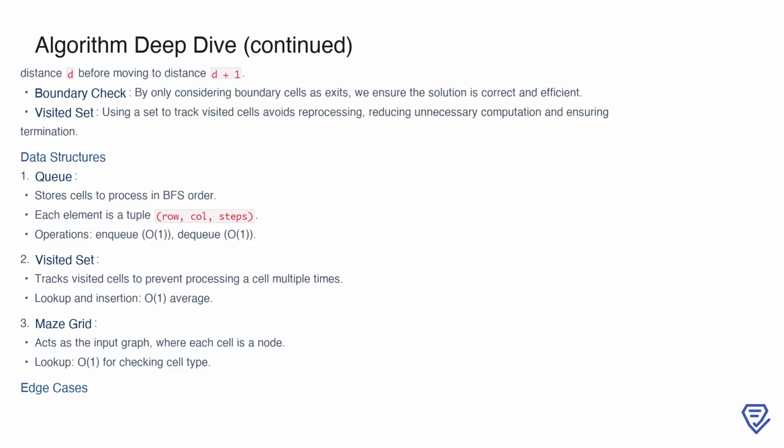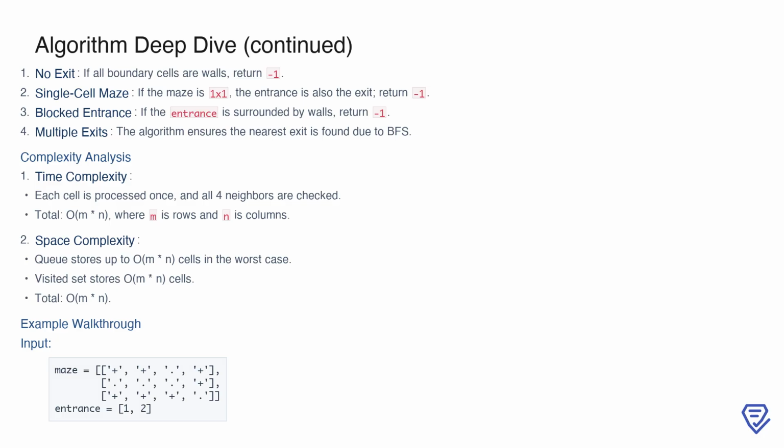Finally, edge cases such as mazes with no exits, one-cell mazes, blocked entrances, or multiple exits are all handled by the algorithm to ensure robust behavior. Edge cases are an important consideration for this problem. For example, if all boundary cells are walls, the function will correctly return -1, as no exits are available. Similarly, in a single-cell maze, the entrance is also the boundary, so the algorithm returns -1 because there is no valid exit. If the entrance is entirely surrounded by walls, no neighbors can be explored, and the function will terminate with -1. In situations with multiple exits, BFS ensures the nearest exit is found due to its level-by-level exploration.